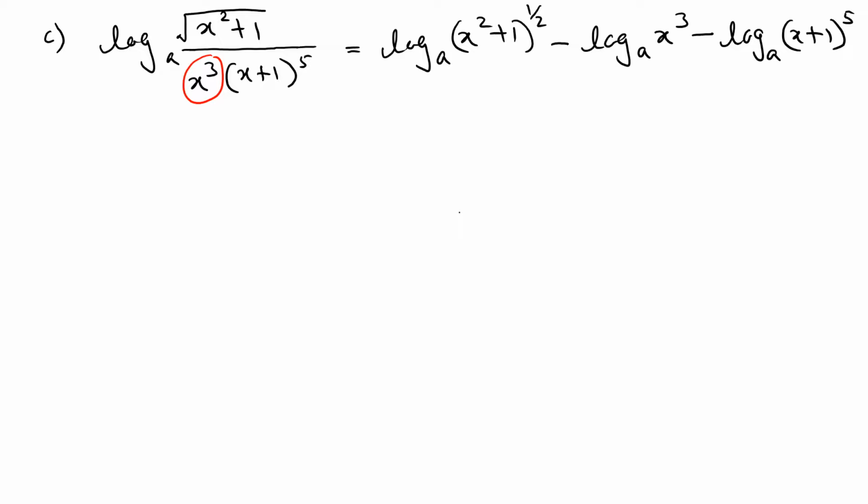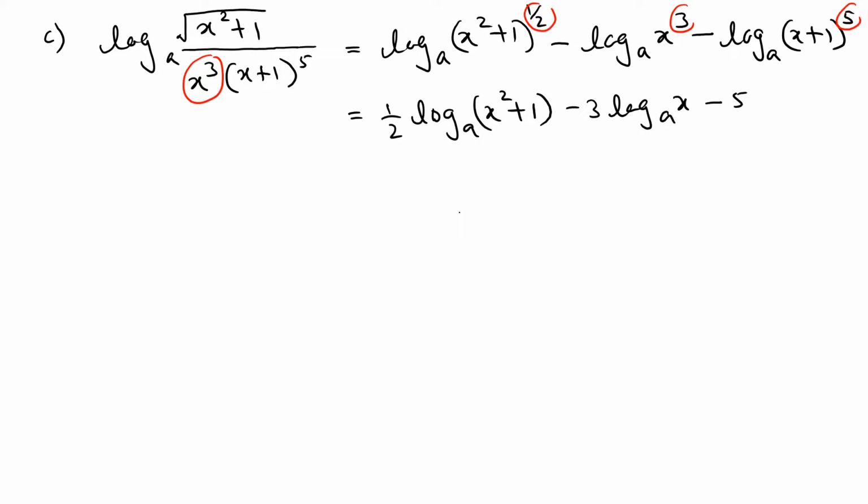You separate them. If it is in the numerator, it is a positive term. If it's in the denominator, it is a negative term. The next step is to bring all those powers in front. So you can write this one as 1/2 log base a of x squared plus 1. This term you cannot simplify further. Minus 3 times log base a of x and minus 5 times log base a of x plus 1. So you cannot simplify this further than that, so you have to leave the answer in that form.